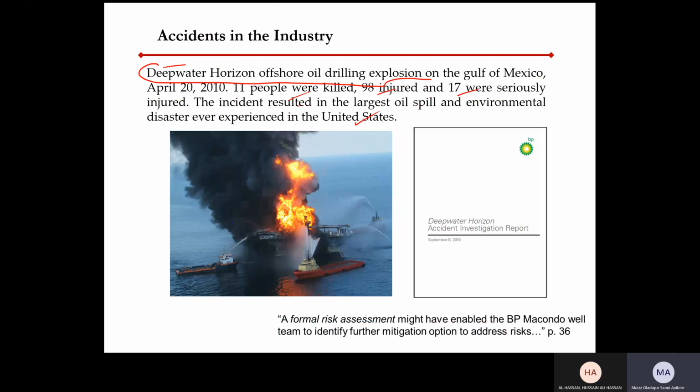Yes. So basically, a formal risk assessment might have enabled the BP Macondo well team to identify further mitigation options to address the risks. This is one of the things said in BP's accident investigation report. If they had made a more formal risk assessment, it might have helped them identify further mitigation to address this risk, and these accidents might have been avoided. So this shows the importance of risk assessment, and of ensuring the safety of industries through formal risk assessment methodologies or procedures.